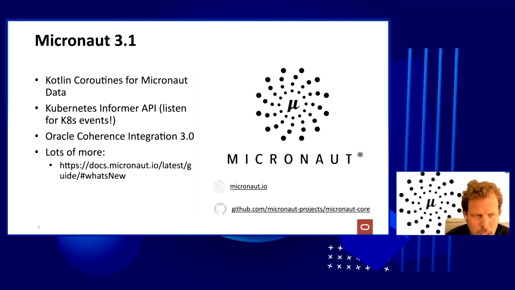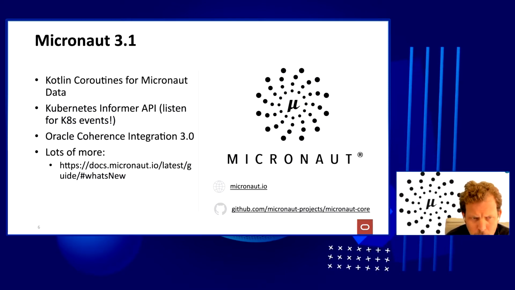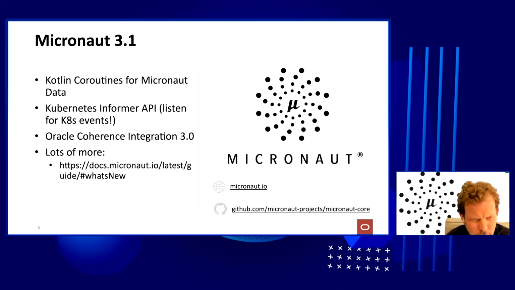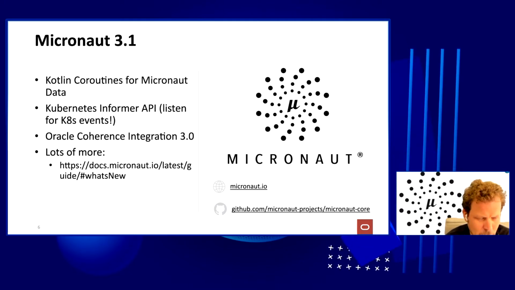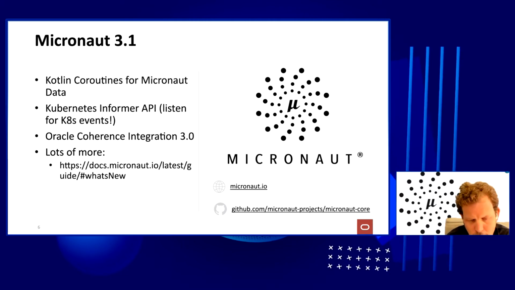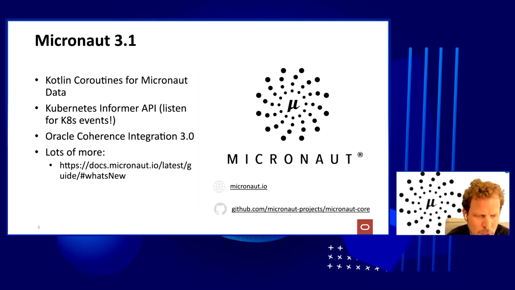In addition to that, more recently we released Micronaut 3.1, which is the first minor release of Micronaut 3. There were a few nice little goodies in that one, including support for Kotlin coroutines for Micronaut Data for our Kotlin user base. We added a new version of the Kubernetes integration that lets you integrate really nicely with the Informer API from Kubernetes and K8s events. So you can easily listen to K8s events and respond to them in your Kubernetes infrastructure.